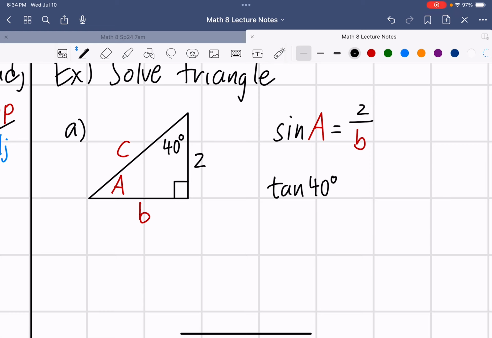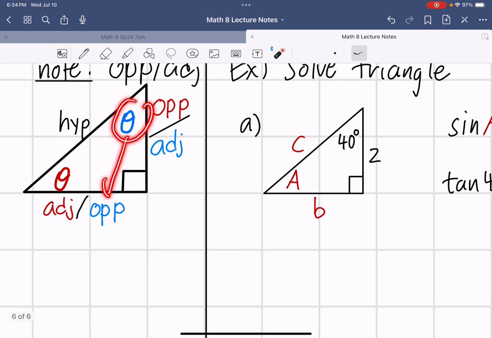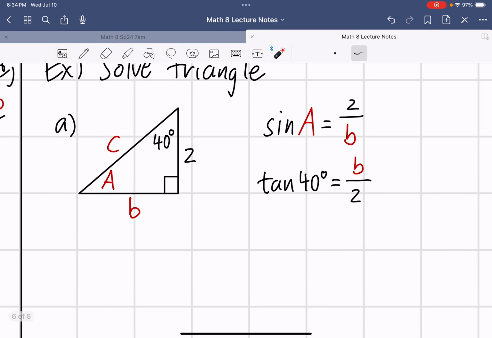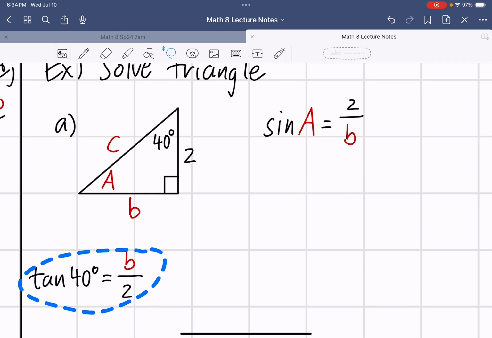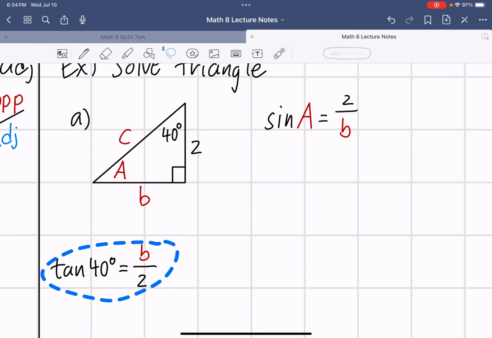And that's going to be equal to, remember, tangent is equal to opposite, which is my side B, over adjacent, which is 2. Because for 40, remember we just said here, if this is the angle above, opposite is the one across from it, adjacent is the one next to it. So we have, let me move this actually over here to be able to work with it a little better. I'll put it here.